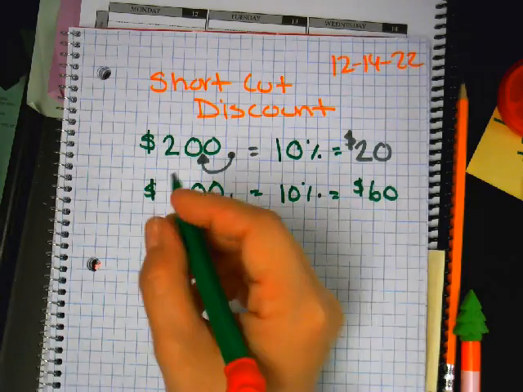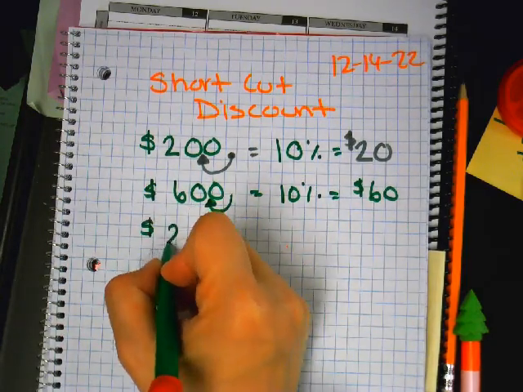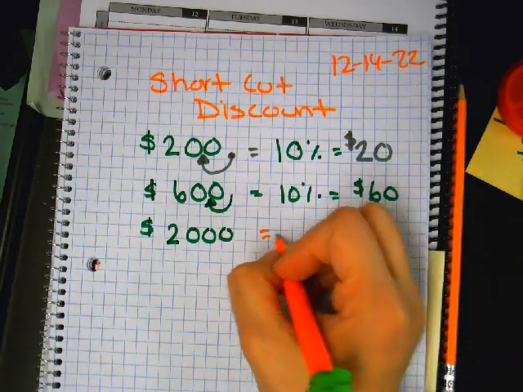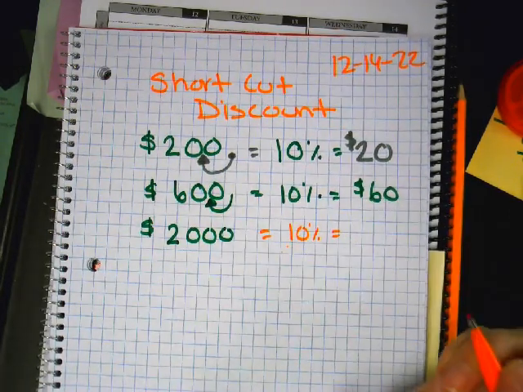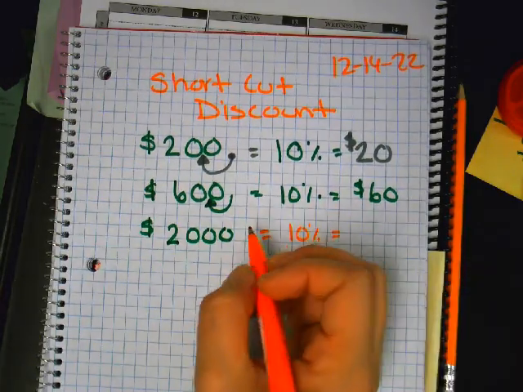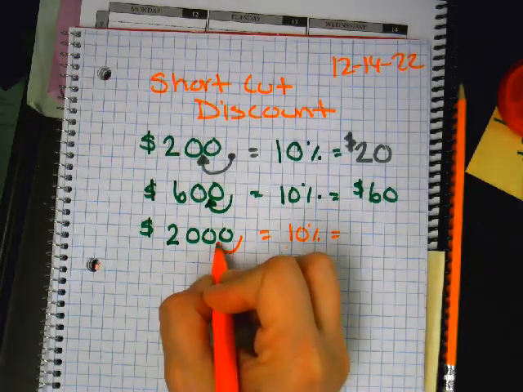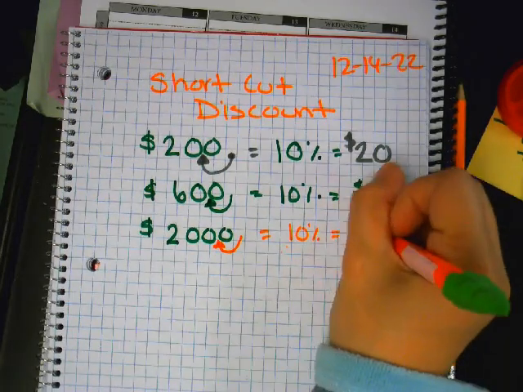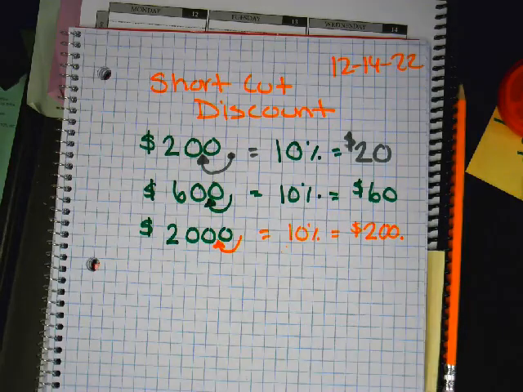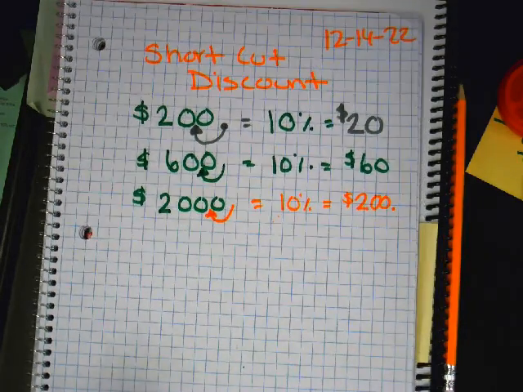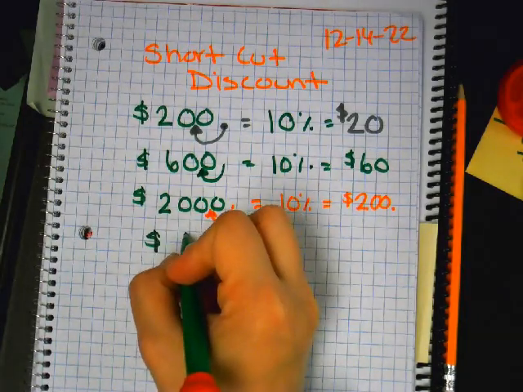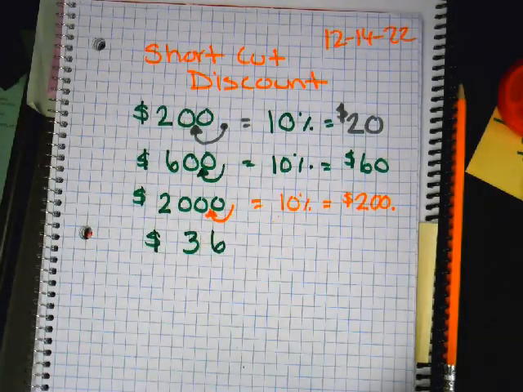Okay? What if it's $2,000? What is 10% of $2,000? 200. So we added more zeros. Cool. But when it's 10%, you just move it over one time. It's $200. Do you guys see the pattern? Okay? What if we make it like $36?